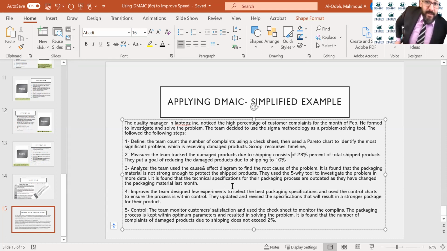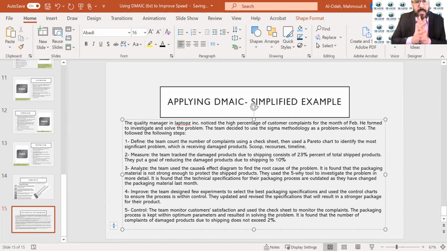In the last phase, phase 5, control, the team monitored the customer satisfaction. They continued surveying the customers, and they used the check sheet to monitor the complaints of the customers. Now, the packaging process is kept within the optimum parameters, resulting in solving the problem. The number of complaints about the products due to shipping has not exceeded 2%.